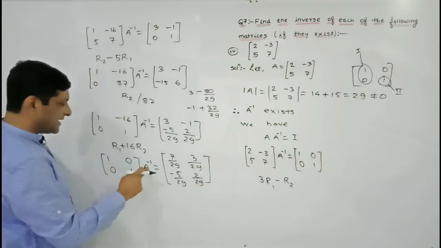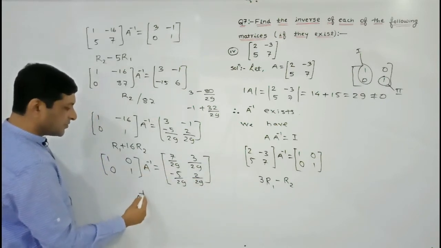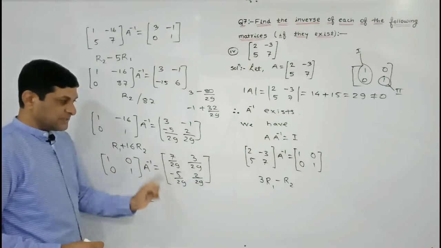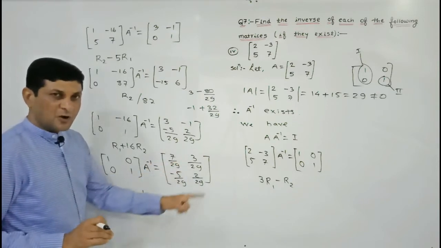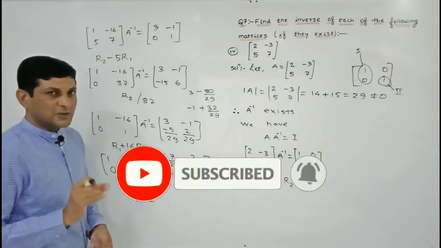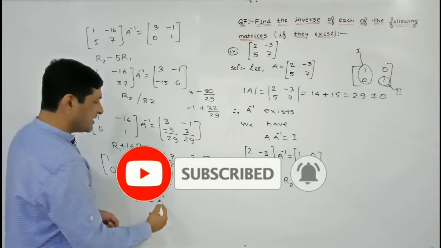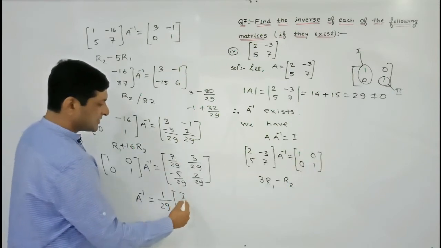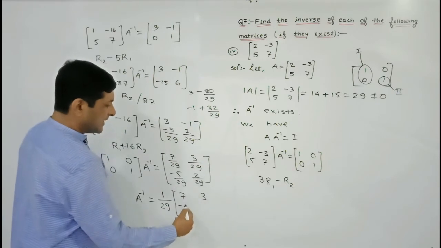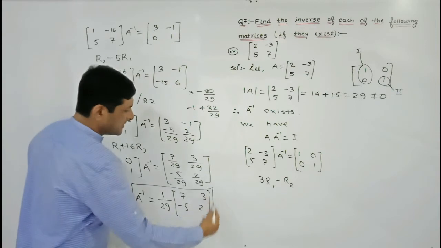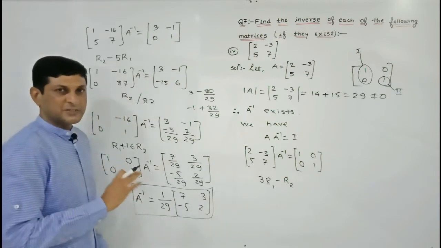So on this side, identity into A inverse will be equal to A inverse. Now already we have got the value, this is nothing but the value of A inverse, but if you observe all the elements, we are able to take 1 upon 29 common from all the elements. If we take 1 upon 29 common from all elements, what will we get here? 7, 3, minus 5, 2. In this way, we have got the inverse of a matrix applying the row transformation method.